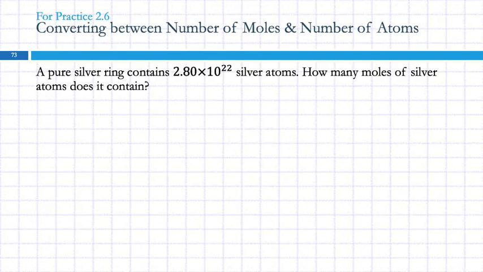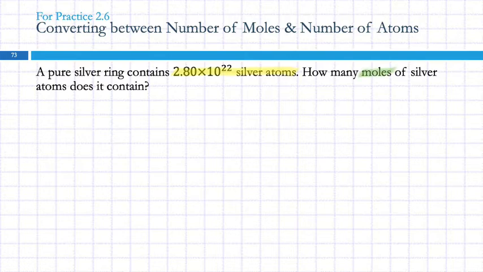So a pure silver ring contains 2.8 times 10 to the 22 silver atoms. How many moles of silver atoms does it contain? Well, we're going to approach this like dimensional analysis. We're going to figure out what unit are they giving us? What's the number? There's the number, that many atoms. And what do they want us to find? Moles.